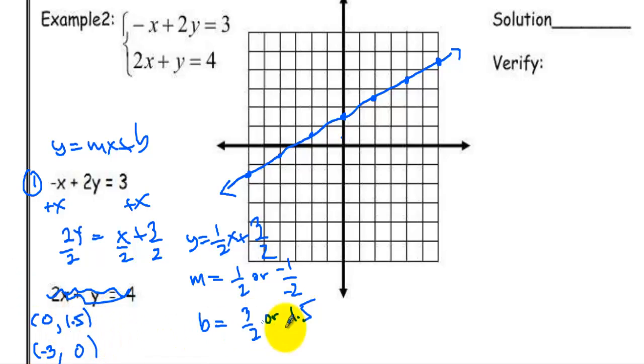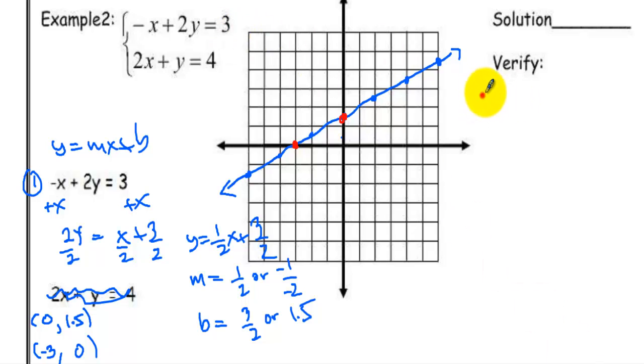So if you're going to use intercepts, my y-intercept is 1.5, which is over here, and then my x-intercept is -3, 0. So when you connect these two red points, you will end up getting the same line. Alright, so let's graph the second equation.